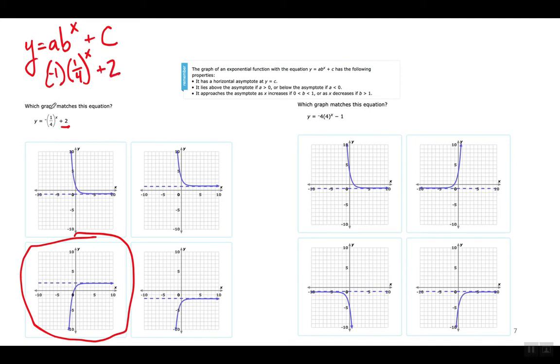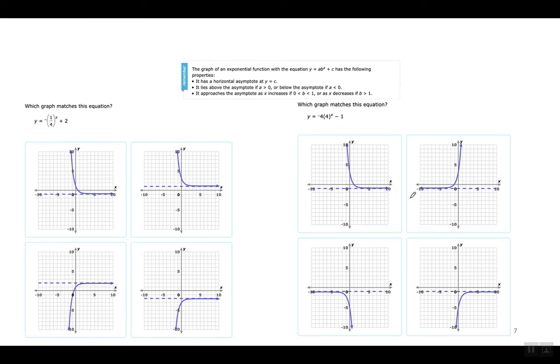Okay, so since a is negative, that means the graph of the line is below the horizontal asymptote. And since b is a number between 0 and 1, that means from left to right, the graph of the line is getting closer to the horizontal asymptote. Over here, c is negative 1. So all four of these examples have a horizontal asymptote at negative 1.